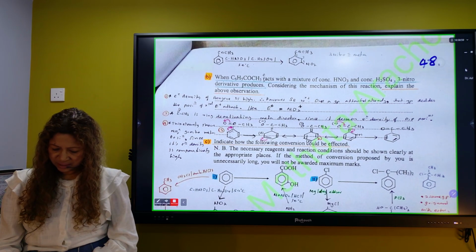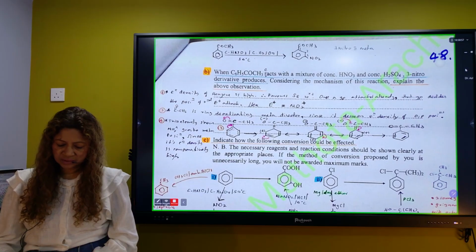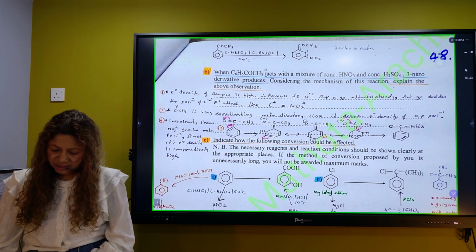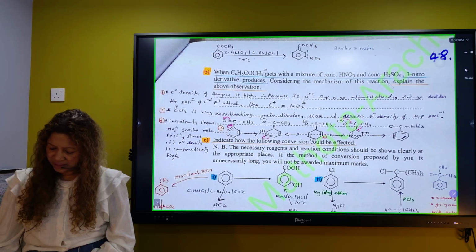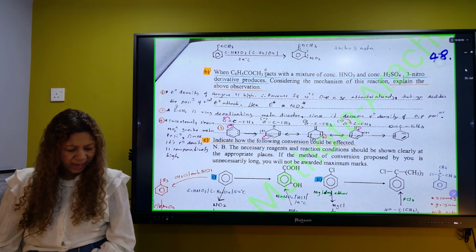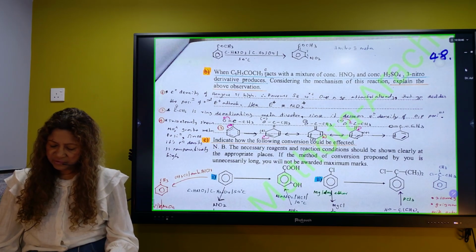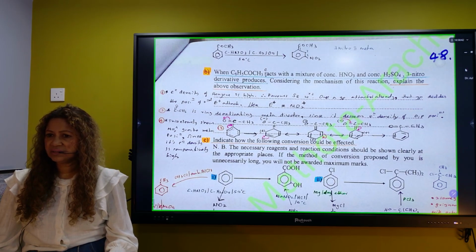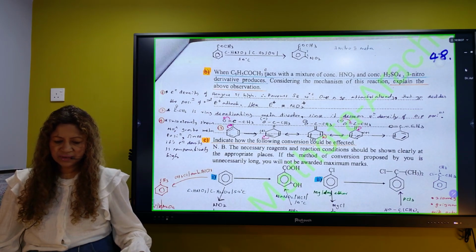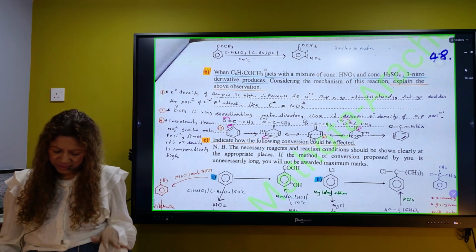I'll read this again if you want my explanation, otherwise you can just copy this down. Electron density of benzene ring is high. Therefore favors electrophilic substitution reactions. Don't write short forms.